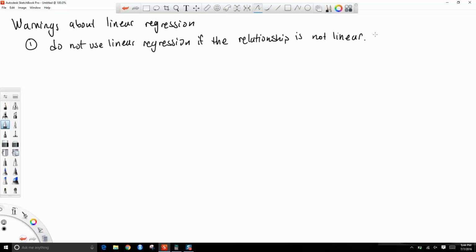How do we tell if a relationship is linear? Make the scatter plot, right? So you must make a scatter plot. R by itself will not tell you if it is linear.